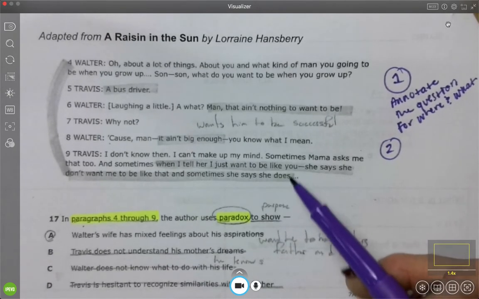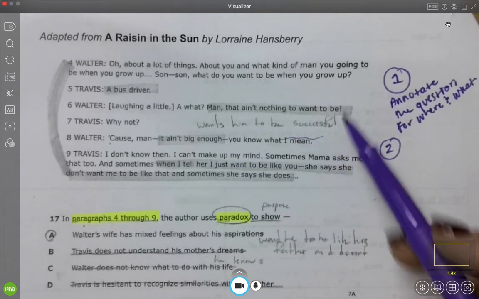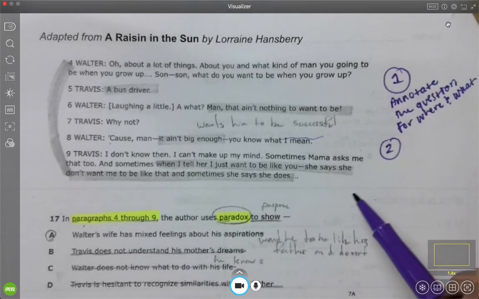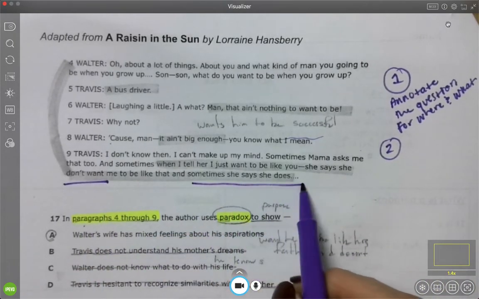All right, so our student has written off to the side, wants him to be successful, and then has highlighted this part. When I tell her I want to be like you, she says she don't want me to be like that, and sometimes she says she does.